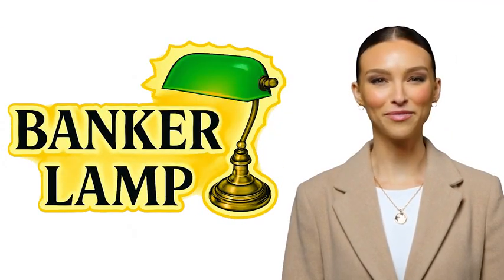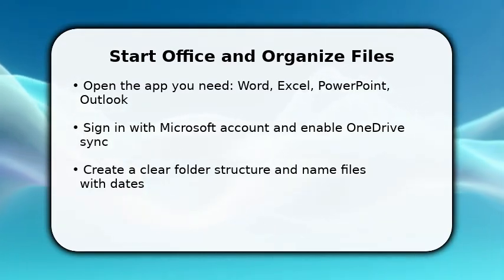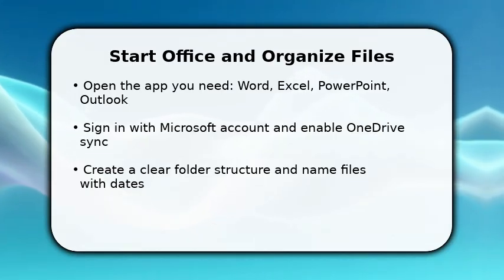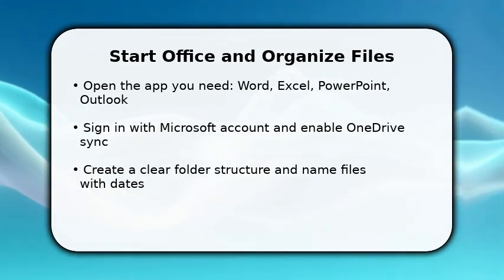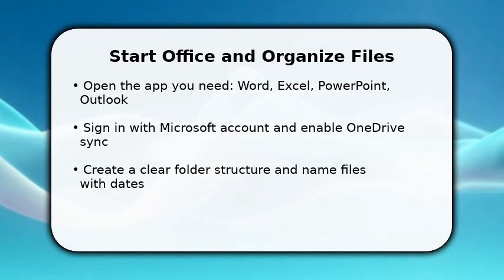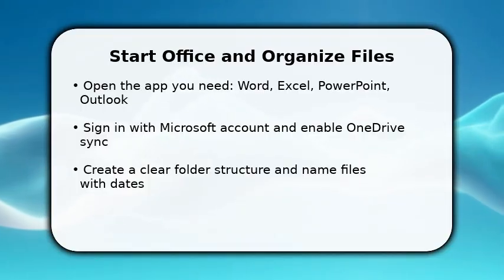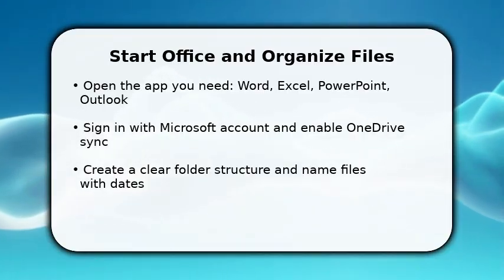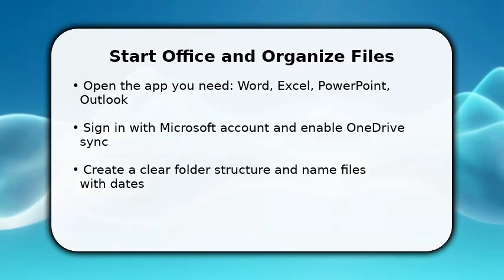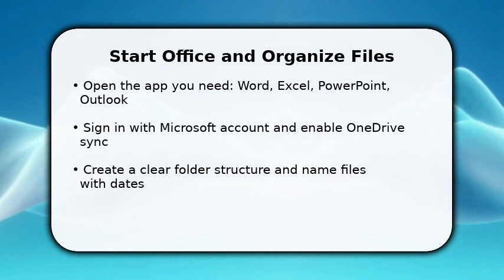Please enjoy the video. You begin by opening the Office app you need and signing in so your settings sync. This saves time later. Once done, create a logical folder structure and name files with dates and brief descriptions so you can find versions quickly. Make sure to enable OneDrive for real-time backup and autosave. This prevents lost work. These steps are practical prerequisites and the first actionable moves that let you work consistently across devices and recover files if something goes wrong.